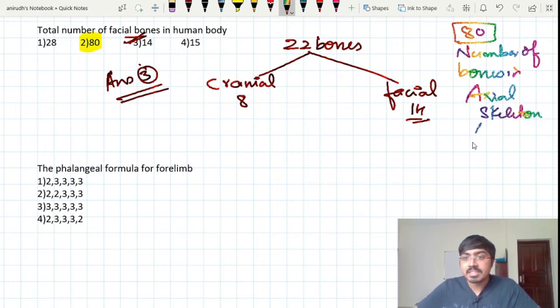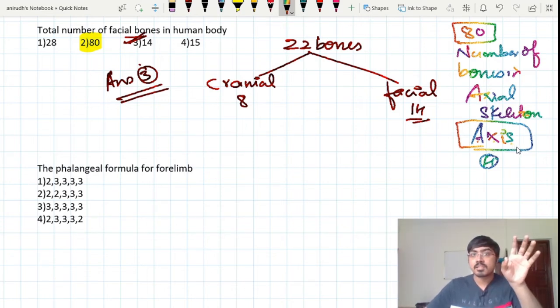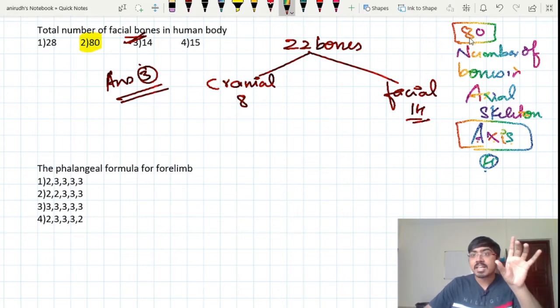Okay, how do you remember this? AXIS, axis. It has 4 letters. 80 is a multiple of 4, and there are 4 bone sets in the axial skeleton: skull, sternum, vertebrae, ribs. 4 sets are there: 1, 2, 3, 4. The word axis has 4 letters. 80 is the total number of bones in the axial skeleton.